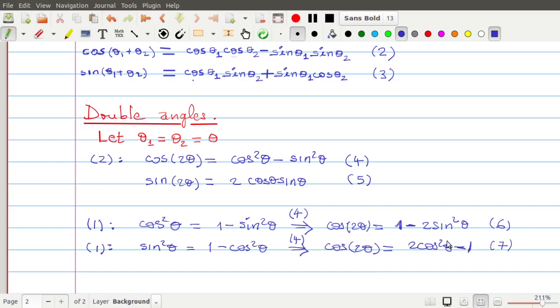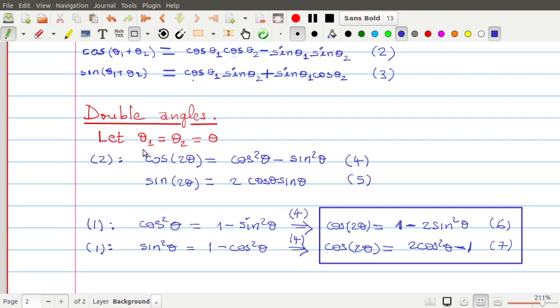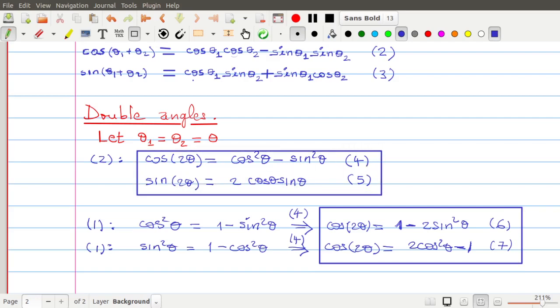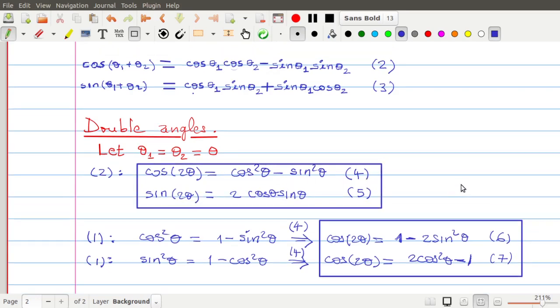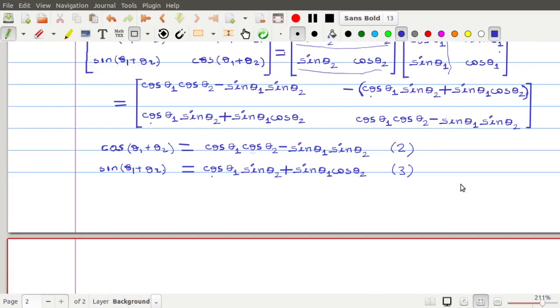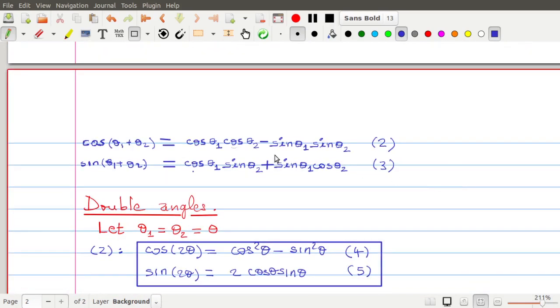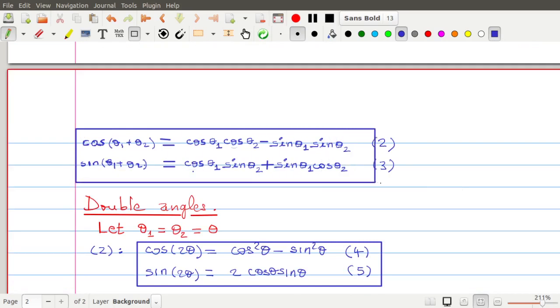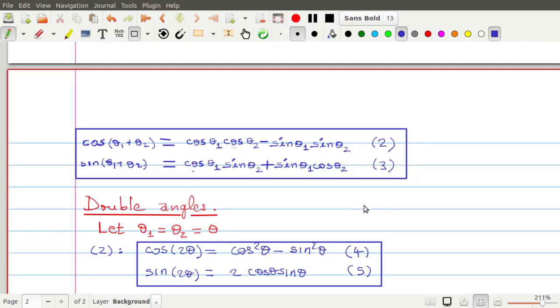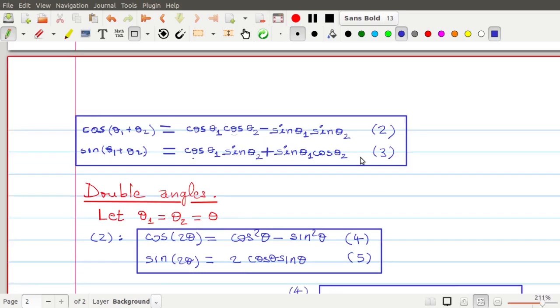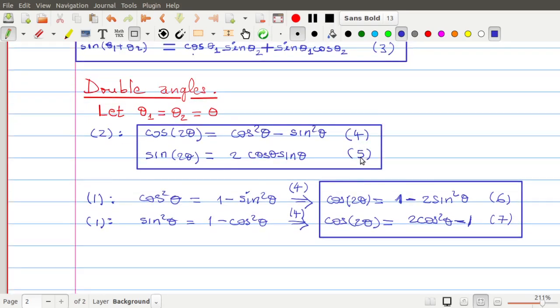So we can box all these. We can box them. We have this, we have that. We also have, okay, those two. Let's box this one. So we have a lot of formulas already that we generated.